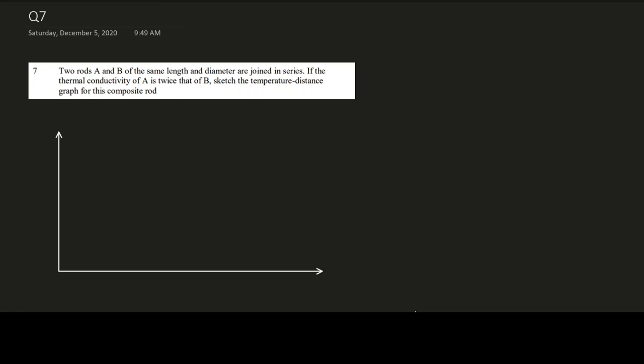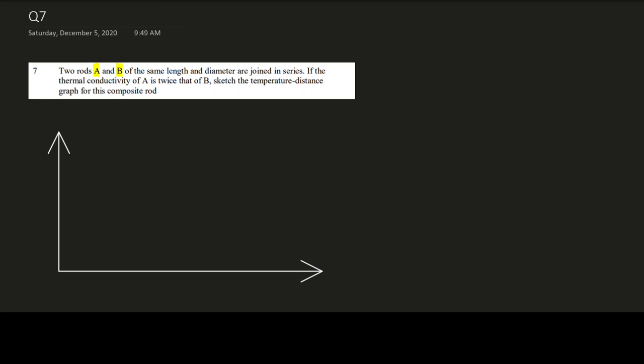Hi everyone, so this is question 7 from your chapter 12 tutorial, heat conduction and thermal expansion. So let's look at the question. The question says you have two rods, A and B.